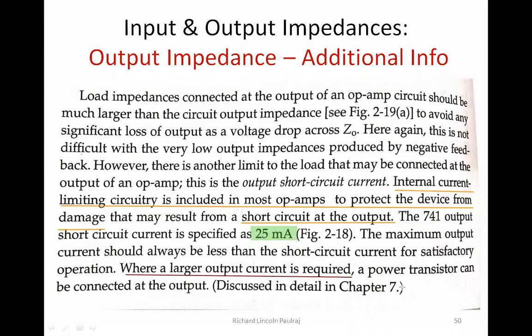then we can make use of power transistors. These transistors can be operated at higher temperatures and higher voltages, and can handle huge voltages also. So these power transistors can be connected at the output if we need higher currents. But if we don't need higher currents, then we are anyway using this internal current limiting circuitry, which will keep the currents as low as possible.